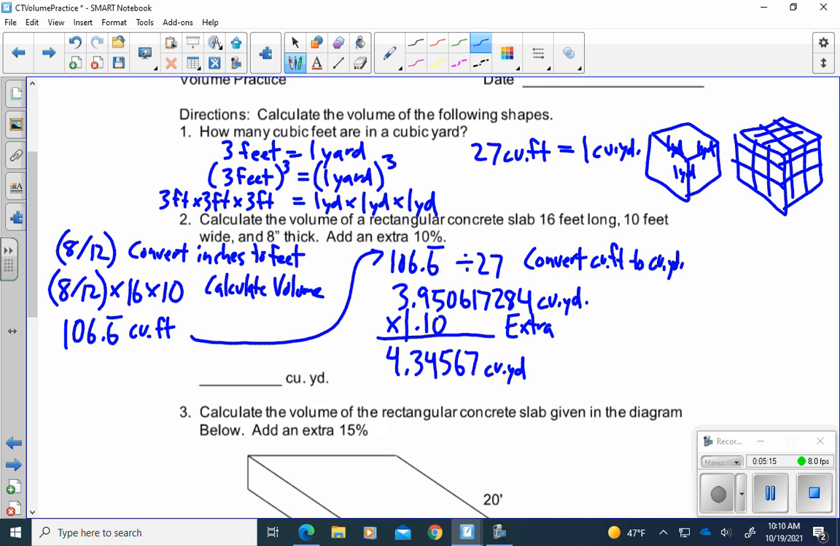And then concrete, you're going to order, depending on the supplier, to the nearest quarter or half. Okay, so a quarter would be .25, so we're above the quarter, so we want to go up to the next quarter, or .50, so 4.5 cubic yards. So last step, round.